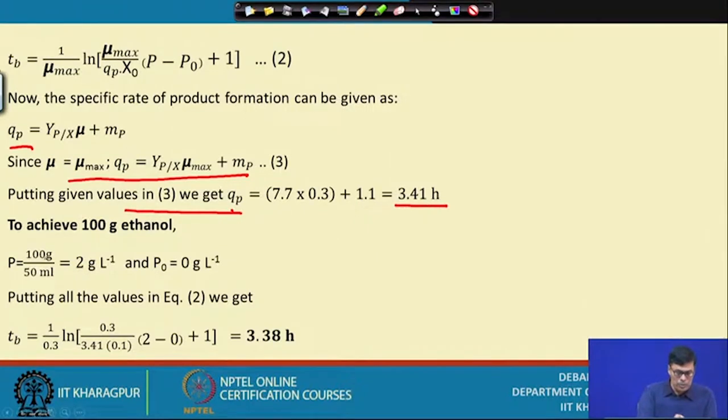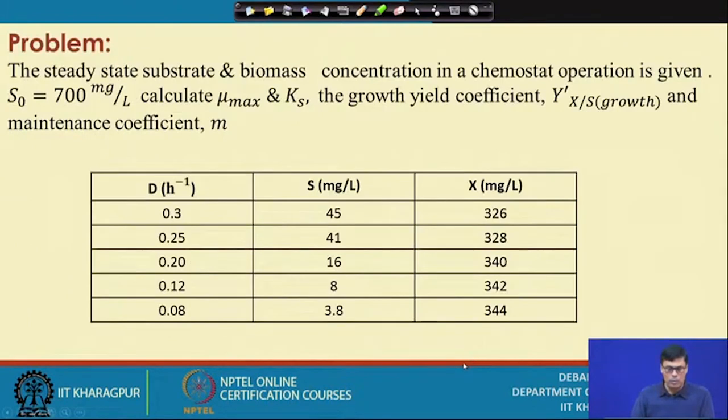we will get Qp equal to 3.41 per hour. To achieve 100 gram of ethanol, P equals 100 divided by 50 milliliter of culture, so the concentration will be 2 gram per liter, P 0 equal to 0. Then TB, if you put it in this equation, comes to around 3.38 hours. So after 3.38 hours you will get 100 grams of ethanol. So all three problems we can solve.